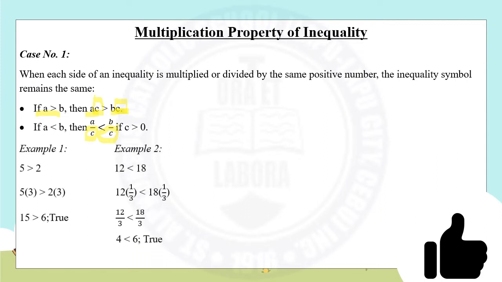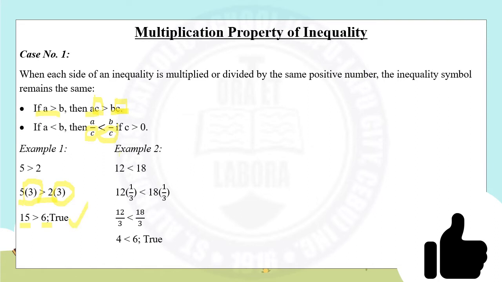Example, 5 greater than 2. You multiply 3 to the left side. You will also multiply 3 to the right side to make it balanced. 5 times 3, that is 15. 2 times 3 is 6. So 15 greater than 6, and that is true.